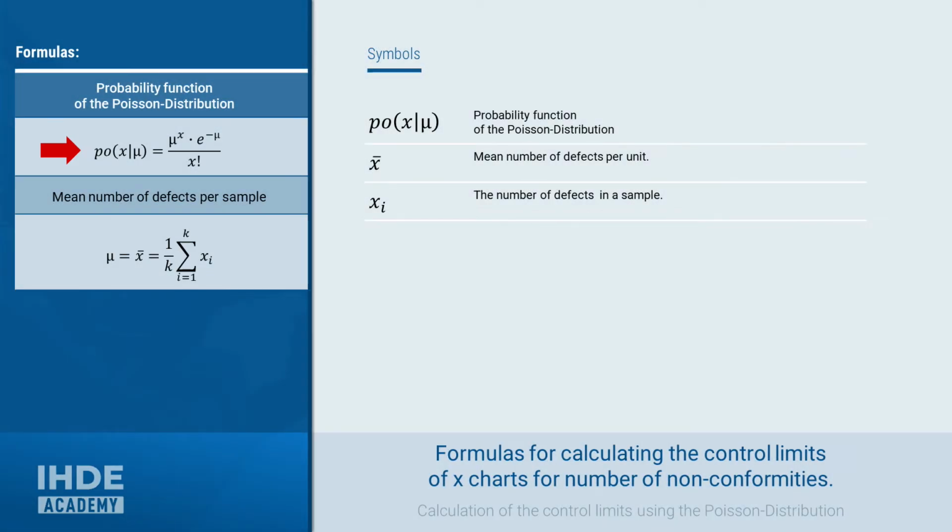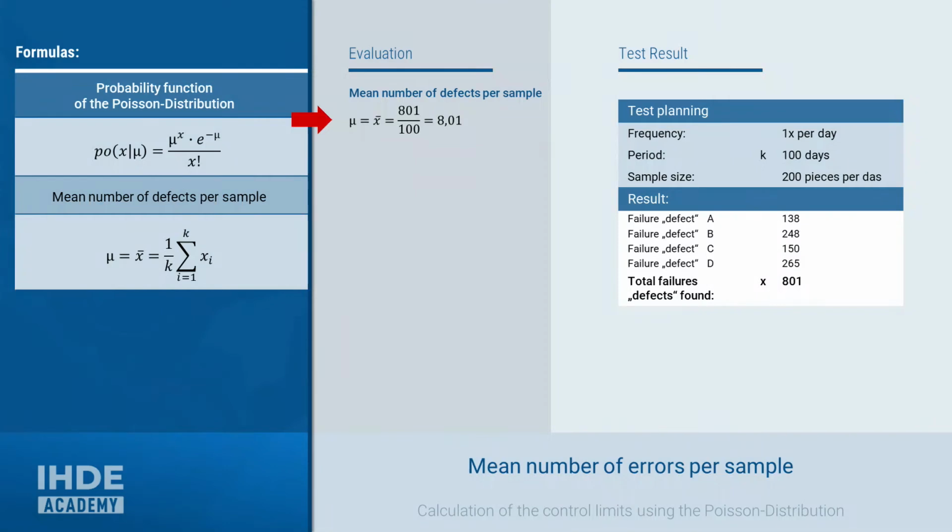The first formula on the left is the probability function of the Poisson-Distribution. We will need this to calculate the control limits, where x bar is the average number of defects per unit. xi is the number of defects in a sample. The average number of defects found in a sample results from the quotient of the total number of defects found and the number of random samples. In this example, there are almost 8 defects in one sample.